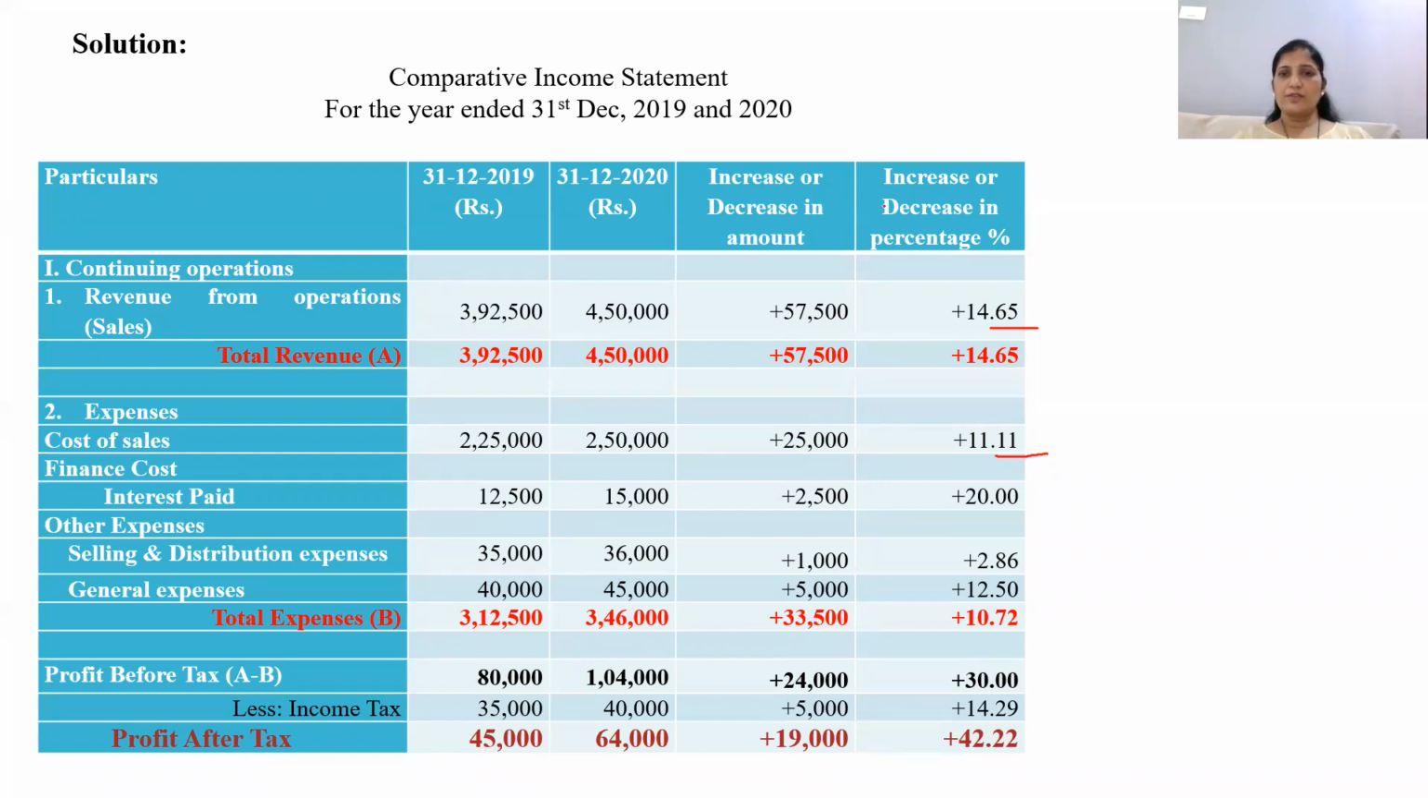Next, these two columns you are going to see here, that is increase or decrease in amount. You have to deduct the previous year figures from the current year. Then you will get this balance. After that, calculate the percentages. Percentages: the difference divided by the previous year or the last year figure, into 100. You will get percentages.